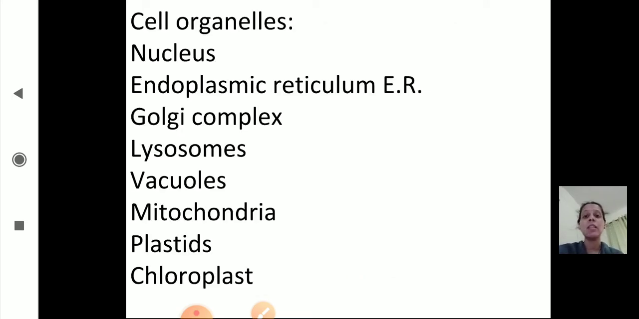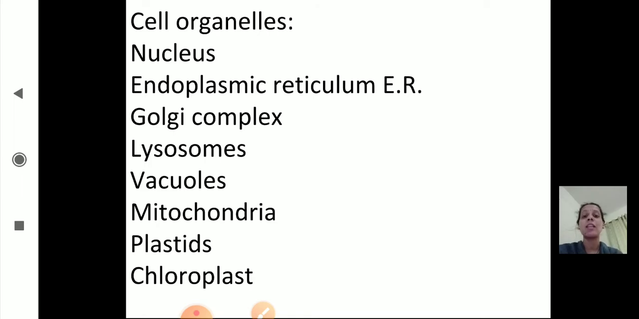So till now we have seen the structure and functions of different cell organelles like the nucleus, endoplasmic reticulum that is ER, Golgi complex, lysosomes, vacuoles, mitochondria, and today the plastids and chloroplast. I hope you are clear till here. Before that, in this lesson we have studied the different components of the cell like the cell wall, plasma membrane or cell membrane and cytoplasm. I hope you remember this.